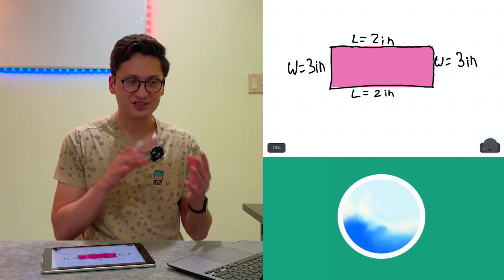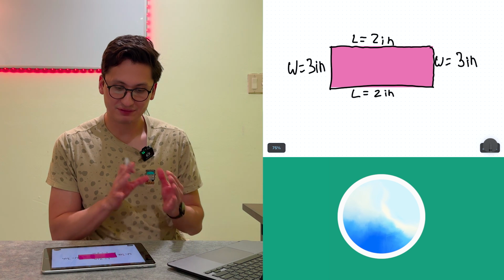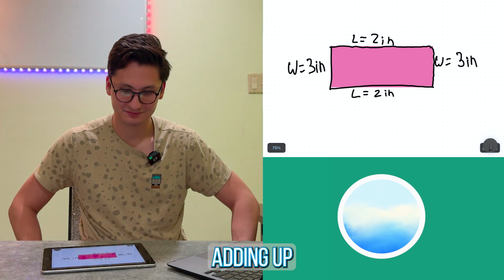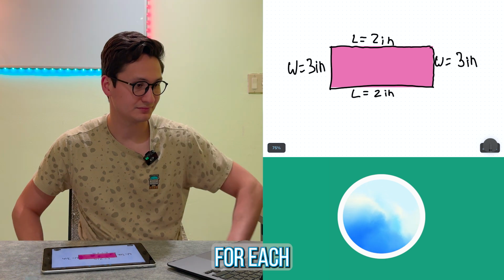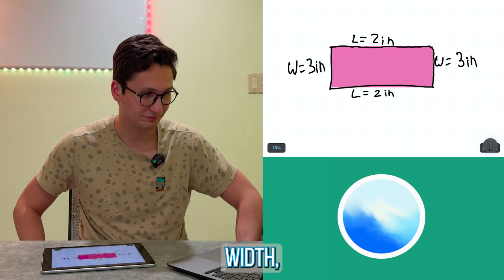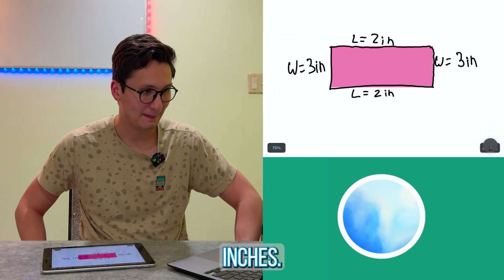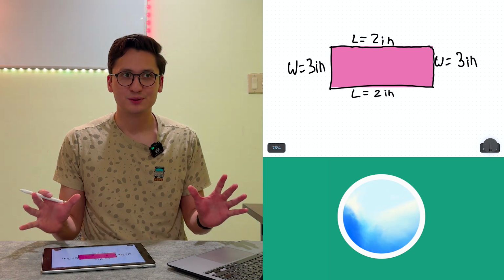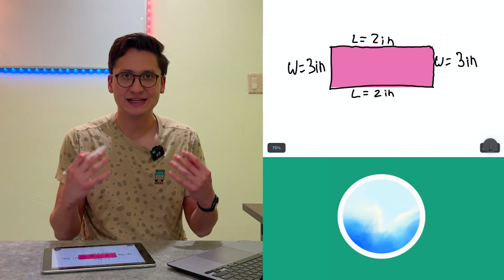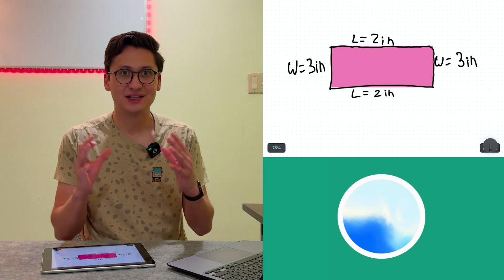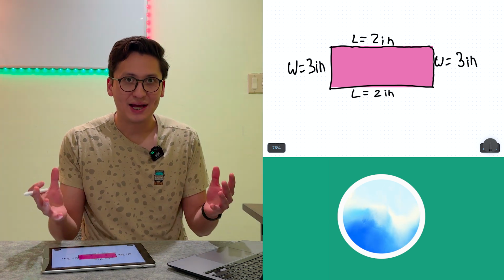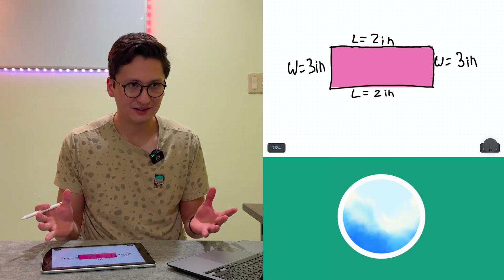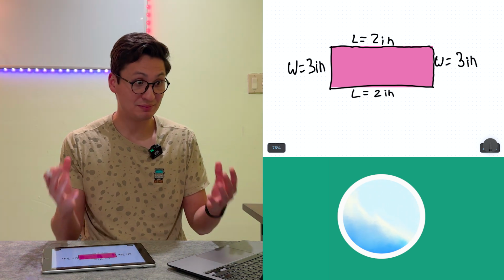So are you saying that the perimeter of this rectangle is 10 inches? Yes, exactly. By adding up all the sides, 2 inches for each length and 3 inches for each width, you found that the perimeter is 10 inches. Great job. Wow, so perimeter is so easy. I'm finding out now that it's one of the easiest things to do. Why? Because all I have to do is add all the sides together. Is that really how easy perimeter is?